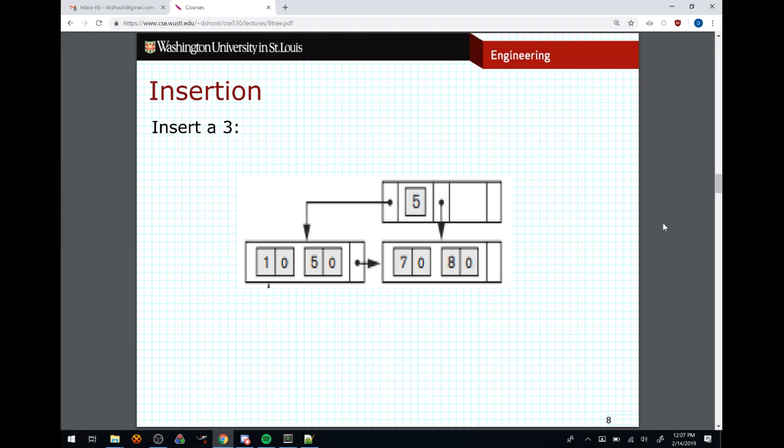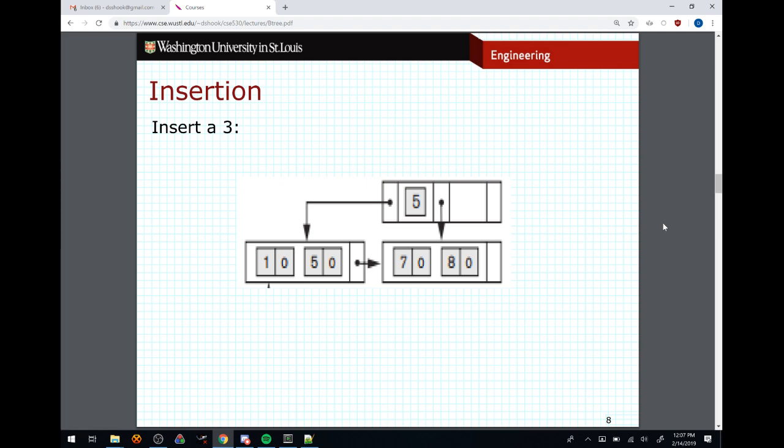Okay. How many internal nodes do I have? 1, the root. I have 1 internal node. I have 2 leaf nodes. 2 leaf nodes. And I want to put a 3 in. So step 1 is what? I want to insert a 3. What's the first thing I do?